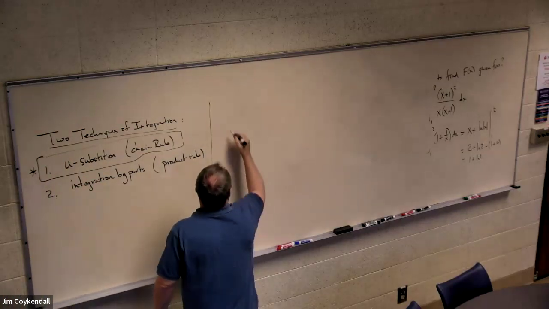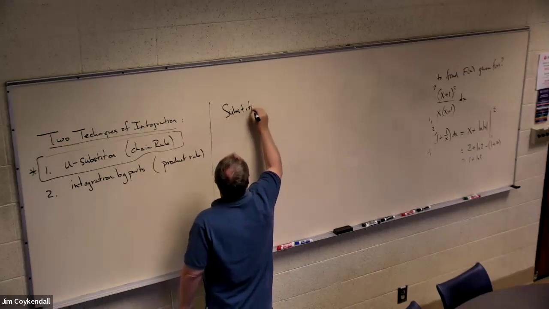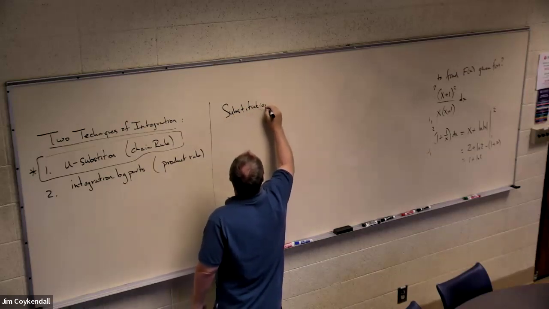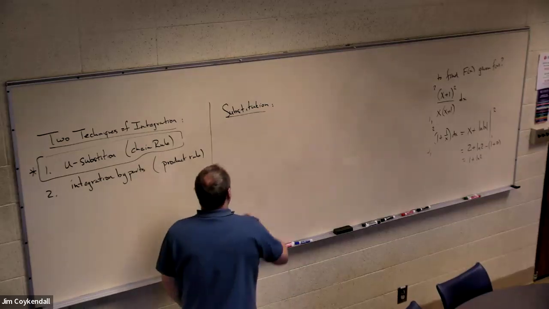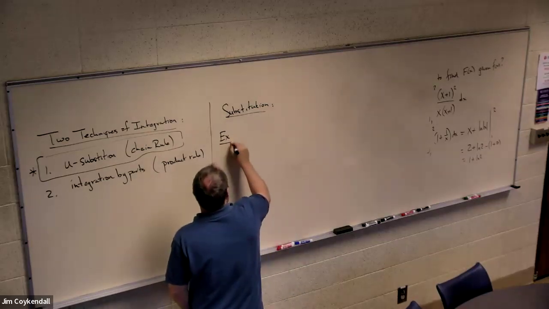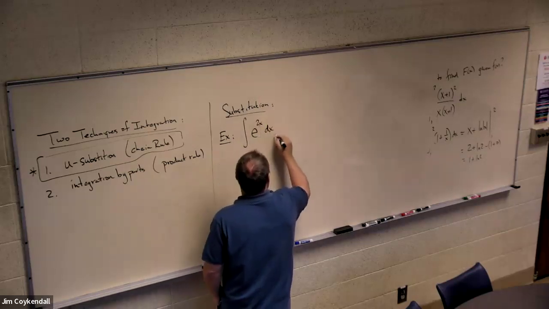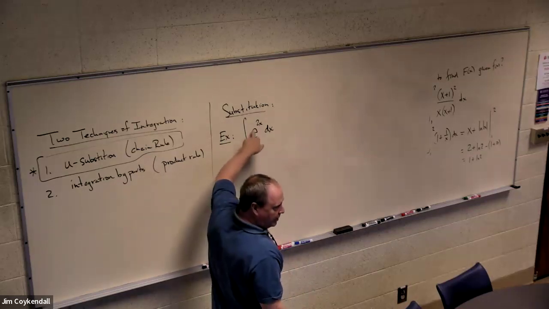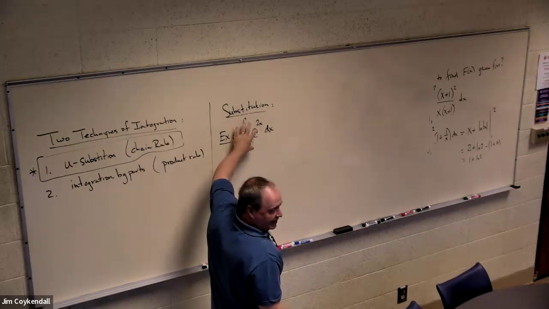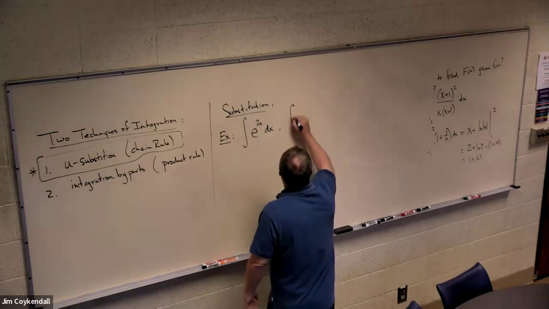So, examples here. By the way, when you see a naked integral sign with no numbers on it, this just means find the antiderivative. What's an antiderivative for this?